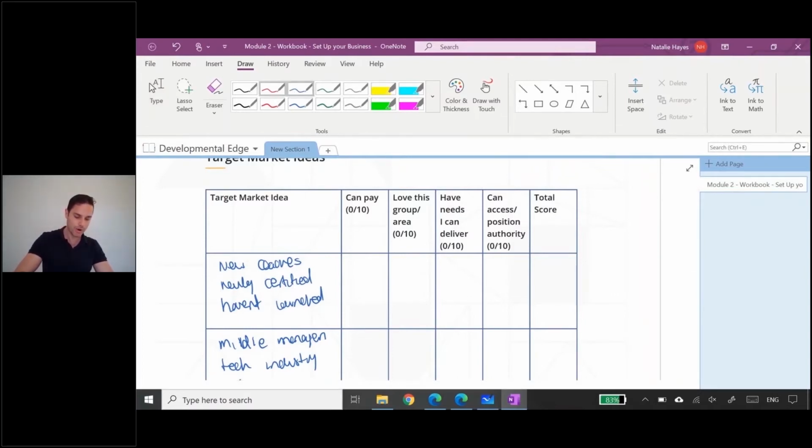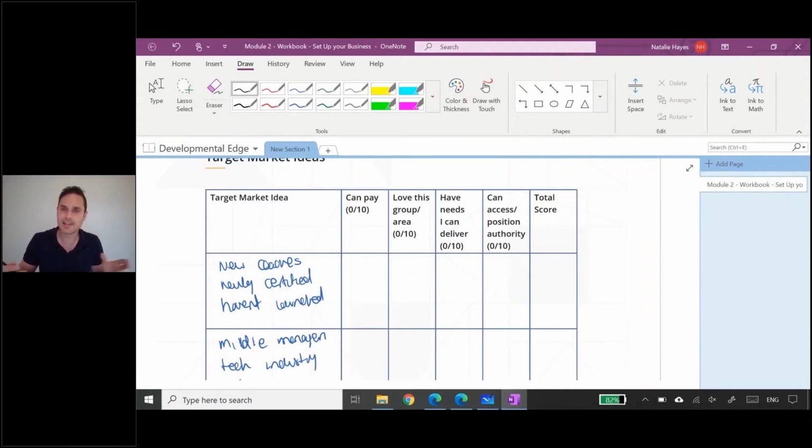So criteria number 1, can they pay? It's no good picking a niche if they don't have the funds to afford your services. Maybe I would love to work with the recently unemployed who have been 5 years unemployed and are trying to get back into the job market. If they don't have the funds to afford what I'm doing, then it's not much of a business to build my business around. So they need to be able to pay.